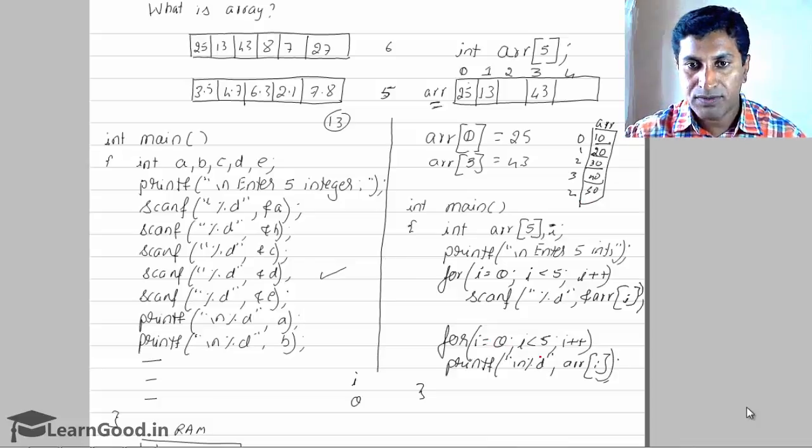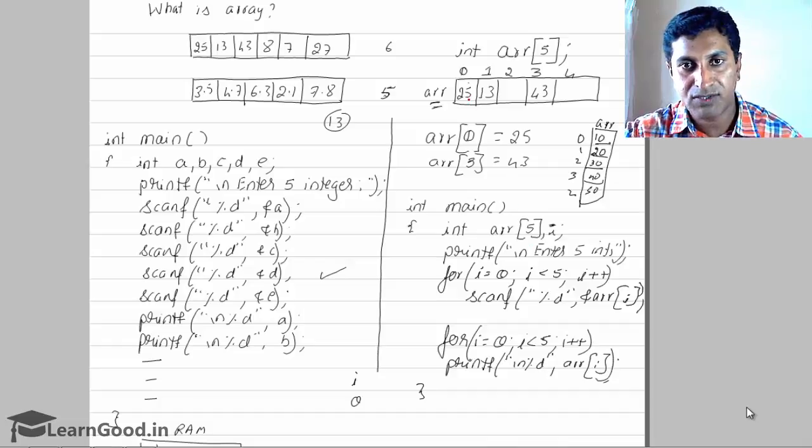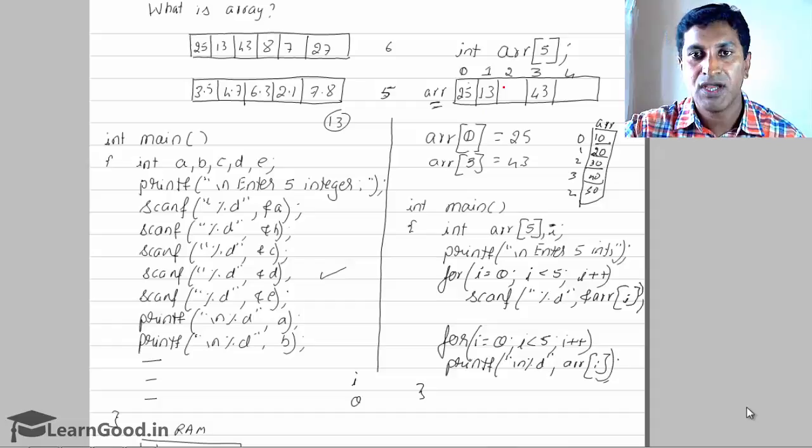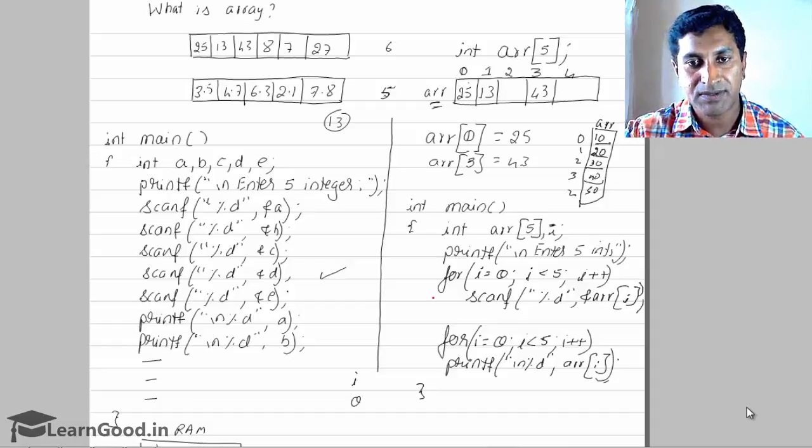So I value is 0, and 0 is less than 5. So ARR of 0 value is displayed, that is 25. Next time I value is going to be 1, and ARR of 1 is going to be 13. So like that all the values will be displayed.